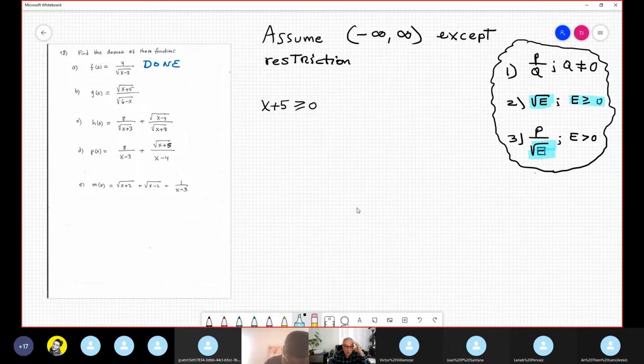Look. However, we have another restriction: 6 minus x greater than 0. It is this idea. And how do we connect both restrictions? Well, we connect them with 'and'.